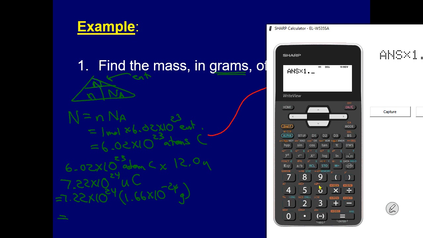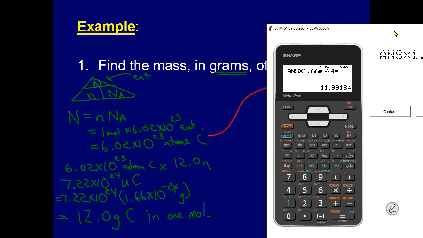1.66, EXP, negative 24. Notice how I have to press the negative first. Equals. Look at that great fraction. We hate the fractions change. 11.99 to 3 significant digits. Notice it becomes 12 grams of carbon in 1 mole.